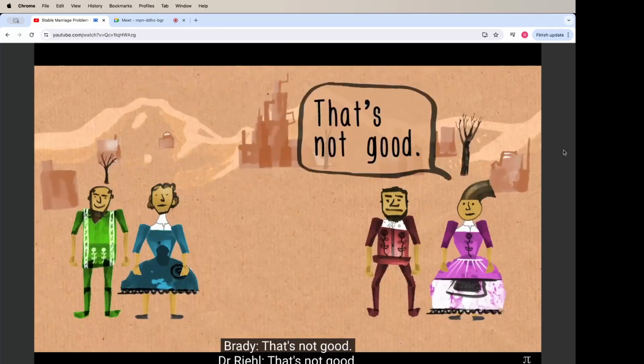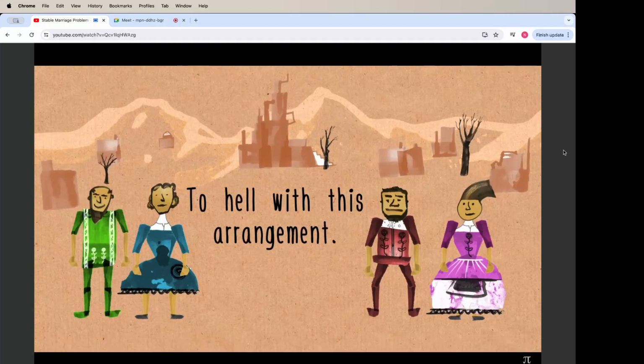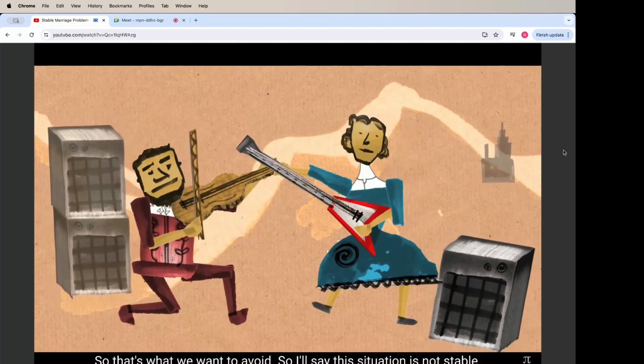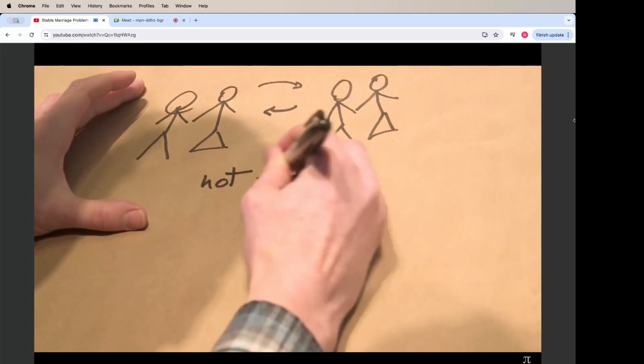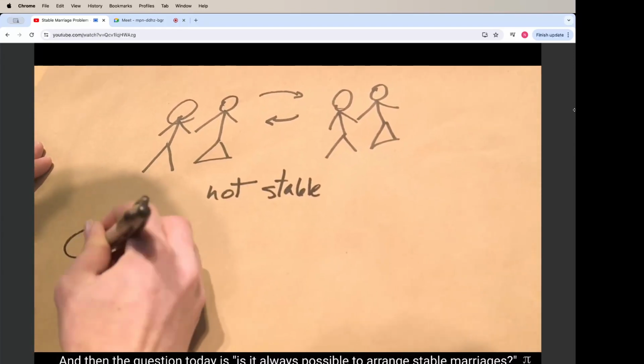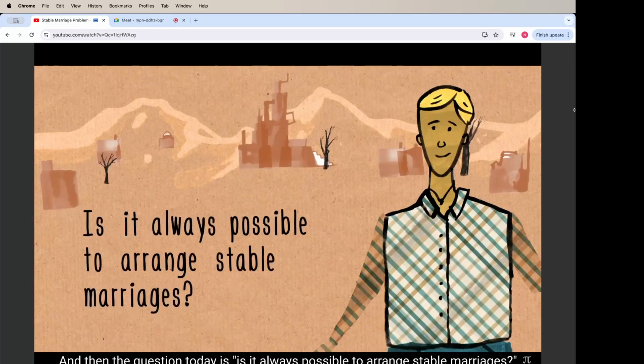That's not good. That means that these two are going to say, to hell with this arrangement, and run off together. So that's what we want to avoid. So I'll say this situation is not stable. And then the question today is, is it always possible to arrange stable marriages?